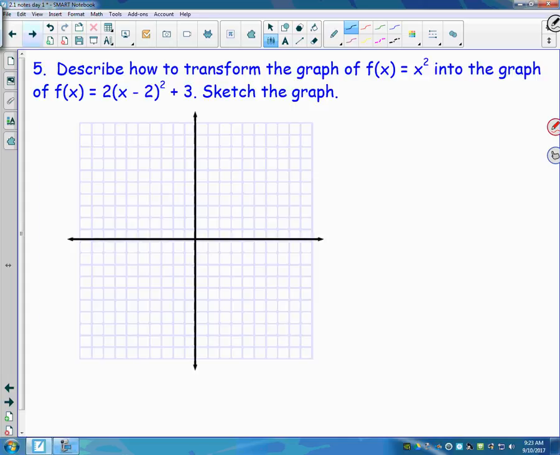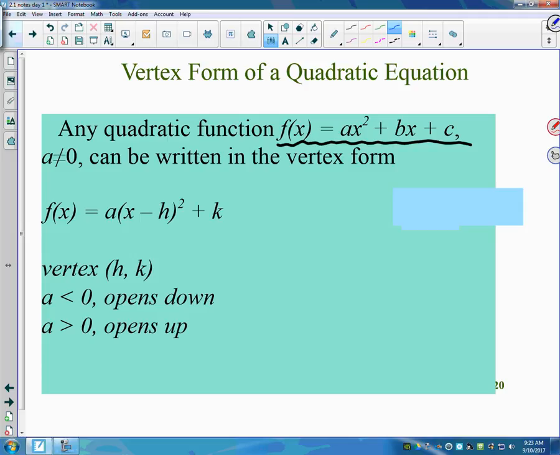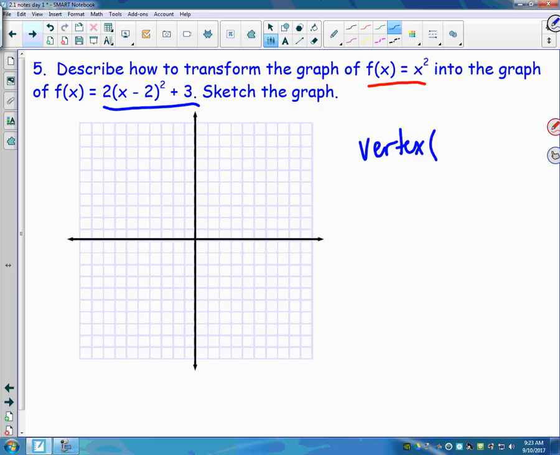So first of all, this is kind of just like what we did on the chapter 1 test. It says describe how to transform the graph and then sketch the graph. So we're going from our parent graph of f of x equals x squared to this. So right away, I can tell here that my vertex is at hk. And be really careful, it's minus h plus k. So you always take the opposite sign of the inside. So minus 2 really means that that's just at 2. And then plus k, my vertex is 3.